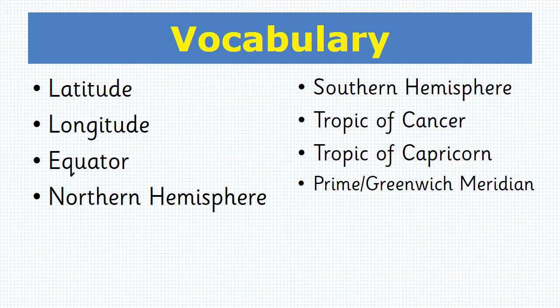Here are the vocabulary words that will come up in this lesson: latitude, longitude, equator, northern hemisphere, southern hemisphere, tropics of Cancer, and the tropics of Capricorn. But last but not least, the prime or the Greenwich meridian.